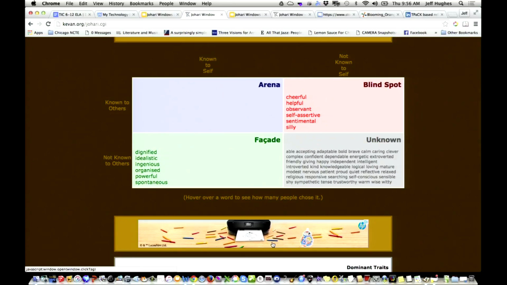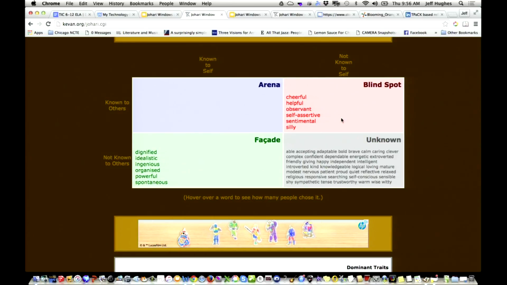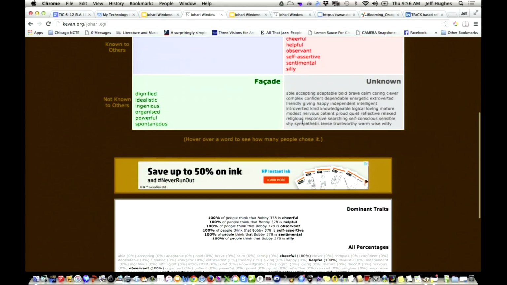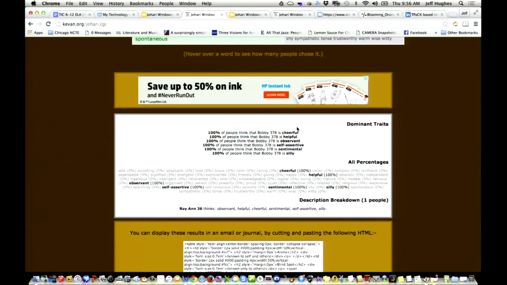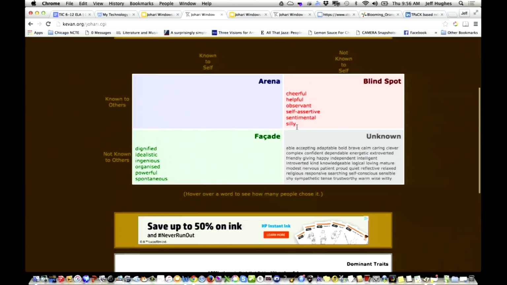Now we're seeing a difference between how Rayanne views Bob and how Bob sees himself. So in this blind spot, Rayanne says that Bob is cheerful, helpful, observant, self-assertive, sentimental, and silly. Those are some things that are true that Bob wasn't seeing in himself, but nevertheless, they were there.